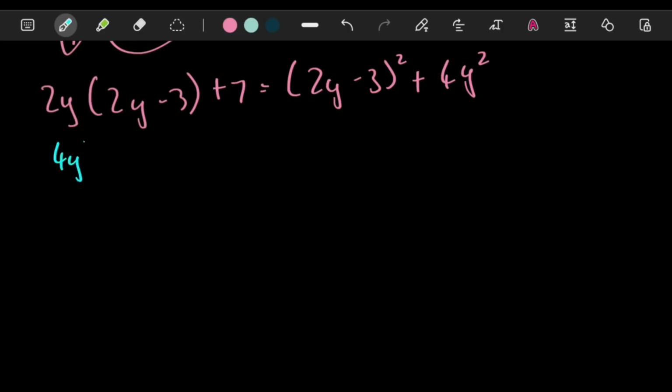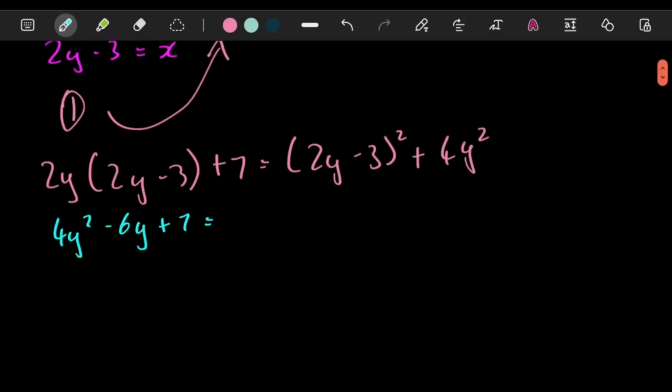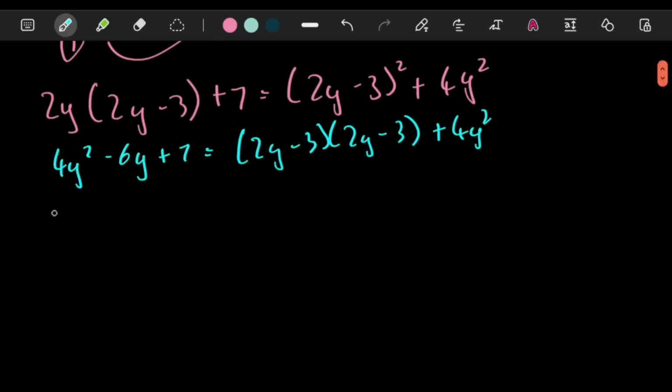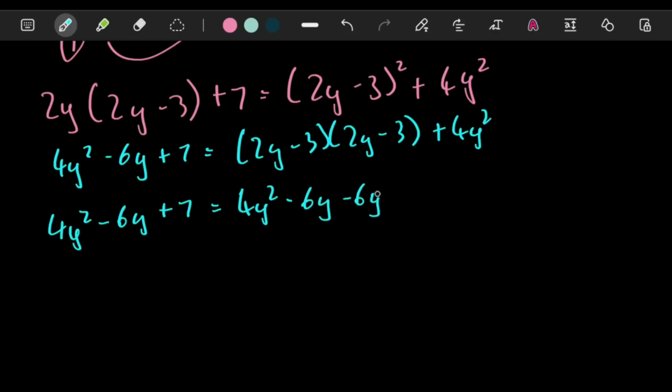This is 4y squared minus 6y plus 7. This is 2y times 2y, which is 4y squared. And then 2y times, let me not skip steps, 2y minus 3 and 2y minus 3. This times that is 4y squared, this times that is negative 6y, and then another negative 6y, and then plus 9.